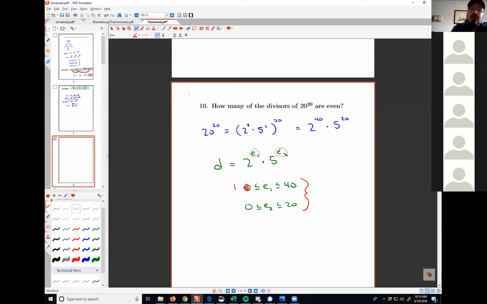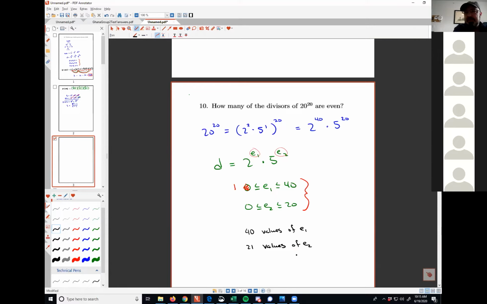So how many different ways are there now that we can fill in numbers for E1 and E2? How many possible values are there for E1? At least one. I mean, 40. 40, right. Yeah, there are 40 possible values of E1. And how many possible values of E2? 20. 21, because 0 works.